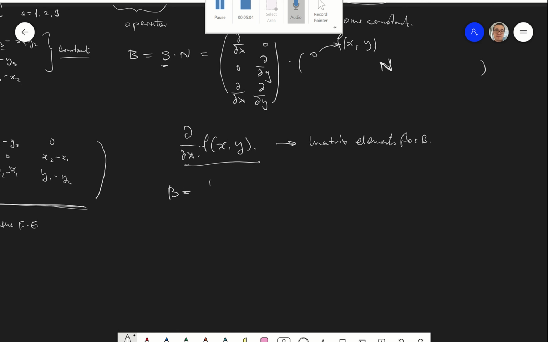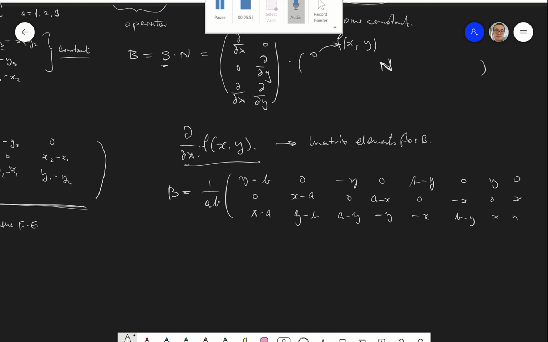matrix is 1 over AB times y minus b, 0, minus y, 0, b minus y, 0, y, 0, 0, x minus a, 0, a minus x, 0, minus x, 0, x and x minus a, y minus b, a minus y, minus y, minus x, b minus y, x, y.